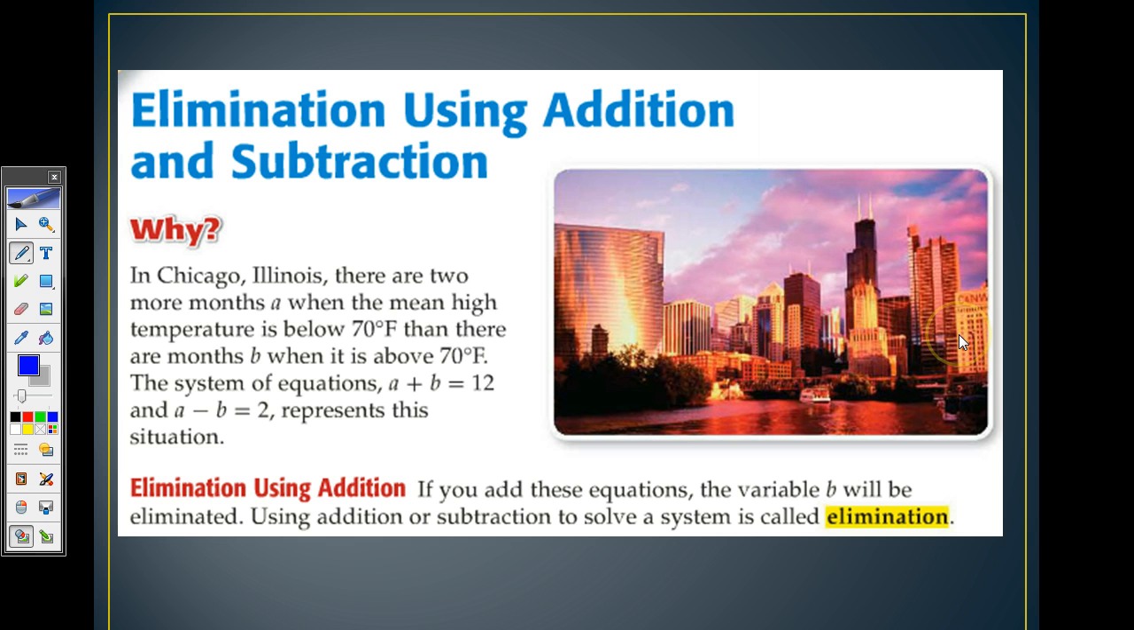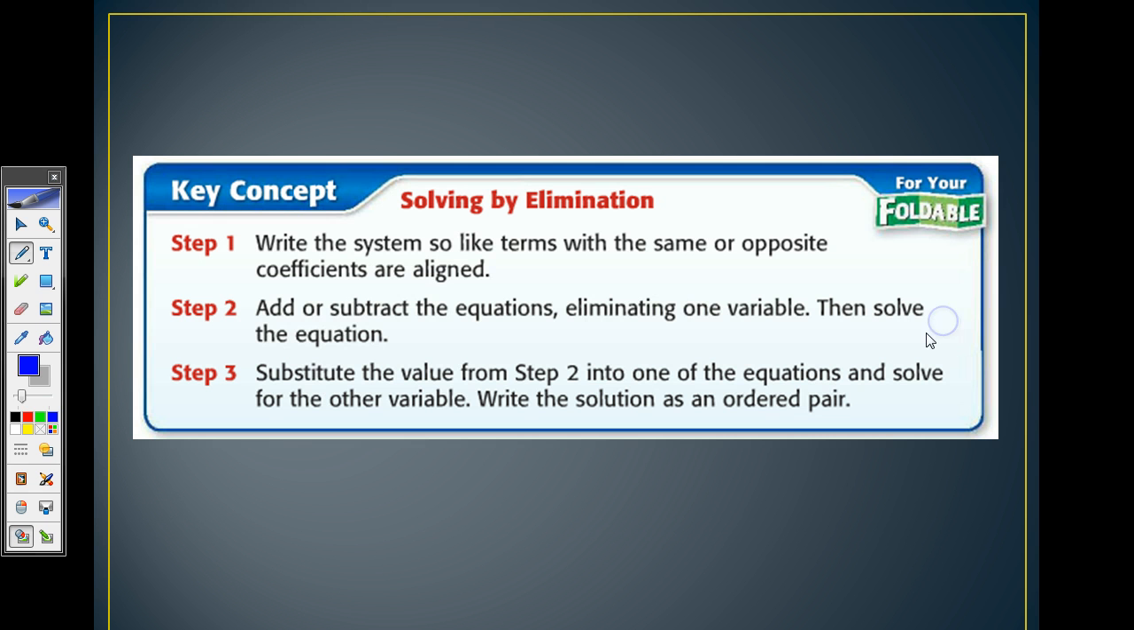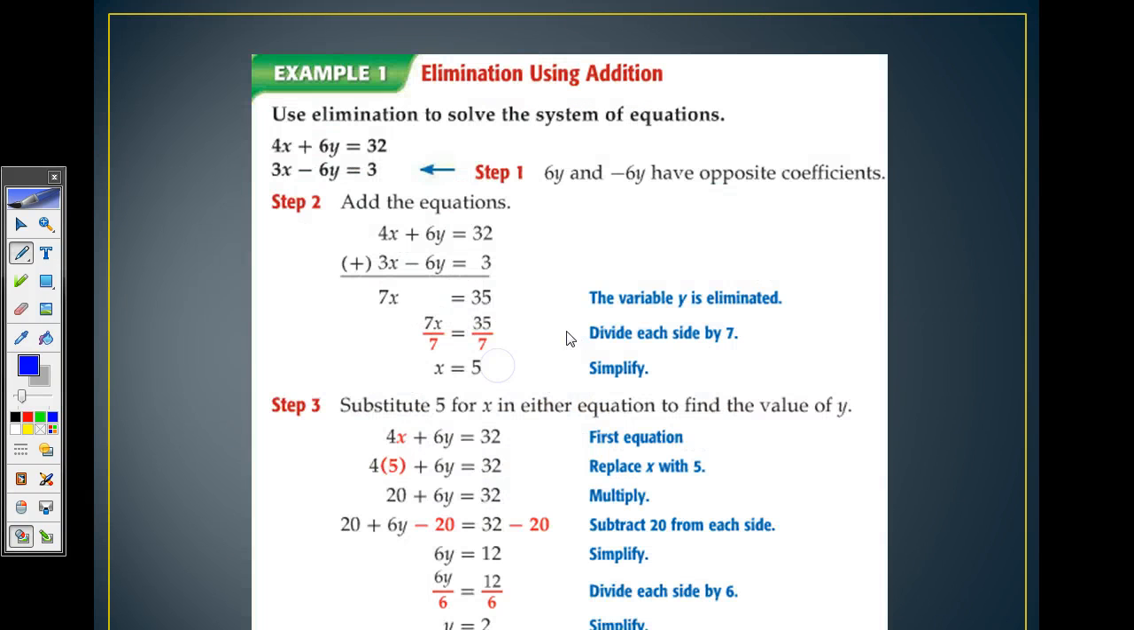In general, when you say elimination, it means to get rid of something. So now we're going to solve a system of equations by getting rid of one of the terms. Step 1, write the system so like terms with the same or opposite coefficients are aligned. Step 2, add or subtract the equations, eliminating one variable, then solve the equation. Step 3, substitute the value from step 2 into one of the equations. You can pick one or the other, and solve for the other variable. Write the solution as an ordered pair. Now this is going to make a lot more sense when you see the example.